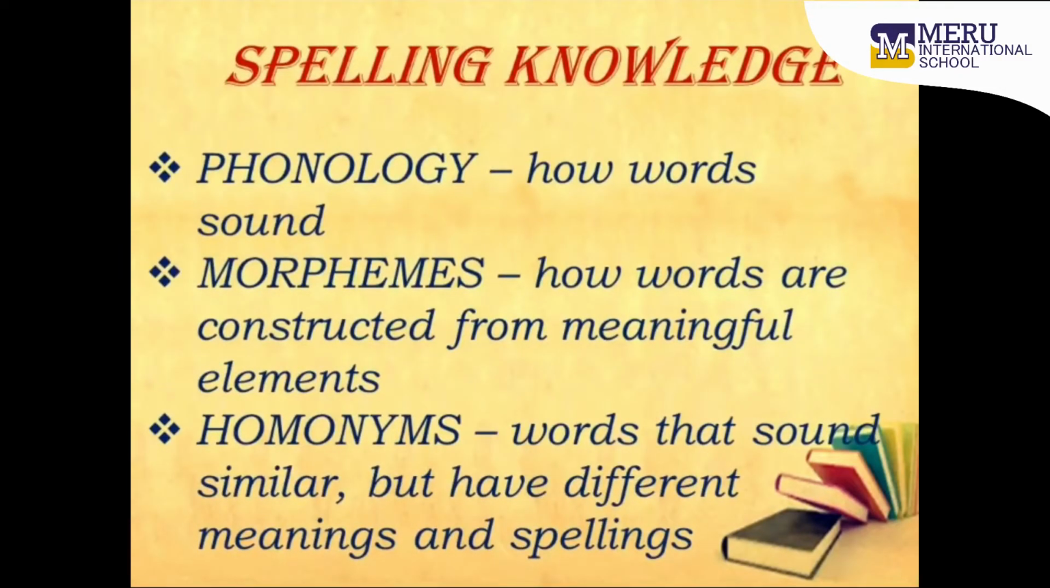Let's have some knowledge about spelling. What is spelling all about? Spelling is all about phonics or phonology, that is how words sound. Morphemes, how words are constructed from meaningful elements. And homonyms, words that sound similar but have different meanings and spelling, also known as homophones.